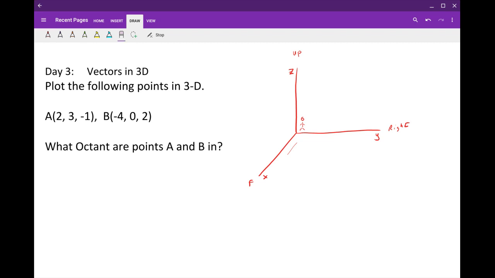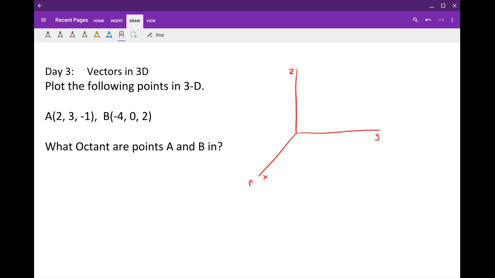Sorry, I said right, I meant left. Left. I always mix up my left and my right. So if this is forward, then that would be the person's left, which would be our right, okay? Anyway, so that's kind of the idea there, all right?